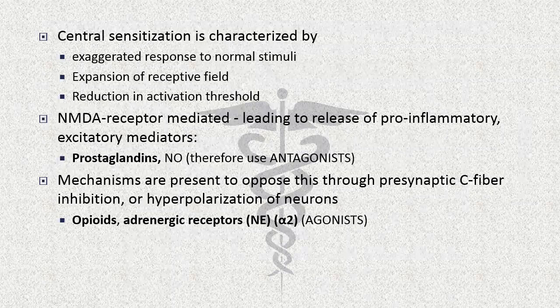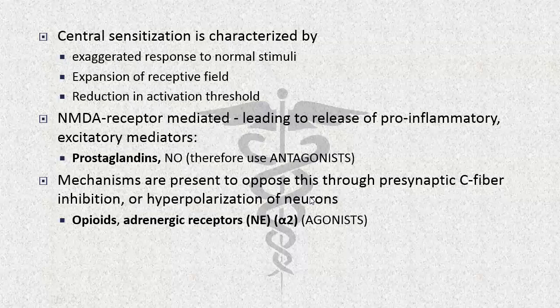But because we have those central descending modulators, we could also enhance their activity. The way we can do this is through opioids, which have a lot of activity in the spinal cord and the periaqueductal gray. And there are also alpha-2 agonists that do have activity in reducing certain types of chronic pain.